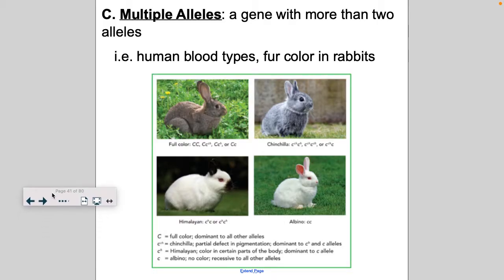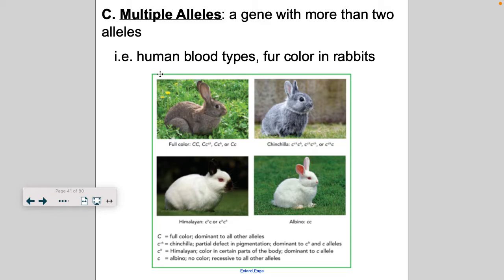Okay, a third type of exception, other pattern of inheritance, is multiple alleles. And this is where I'm going to come back to human blood types. So we have a gene that has more than 2 alleles. It's not just an uppercase letter and a lowercase letter. Now we have other letters, more than 2. So human blood types, the alleles for human blood types, I'll just write them on the board if you want to write them, but there are different ways to show it. You can go like IA, IB, and little i, I think that's it. But it has 3 alleles. And just from those 3 alleles, you can get all the combinations of different blood types in us.